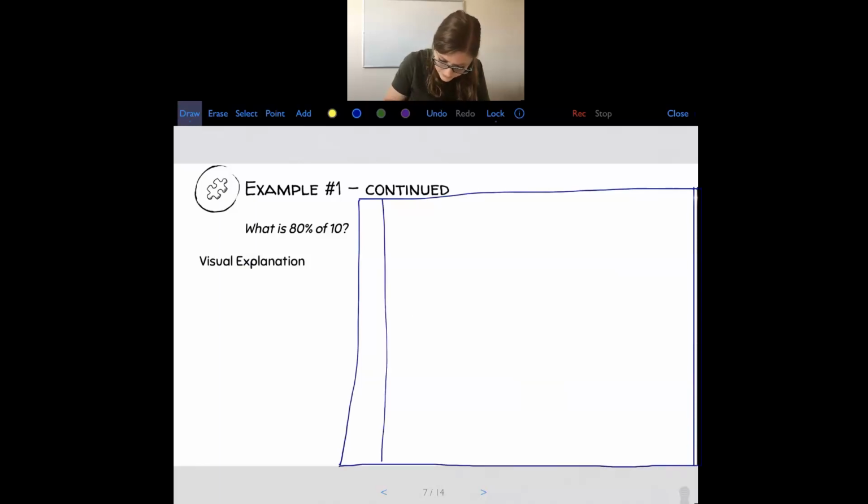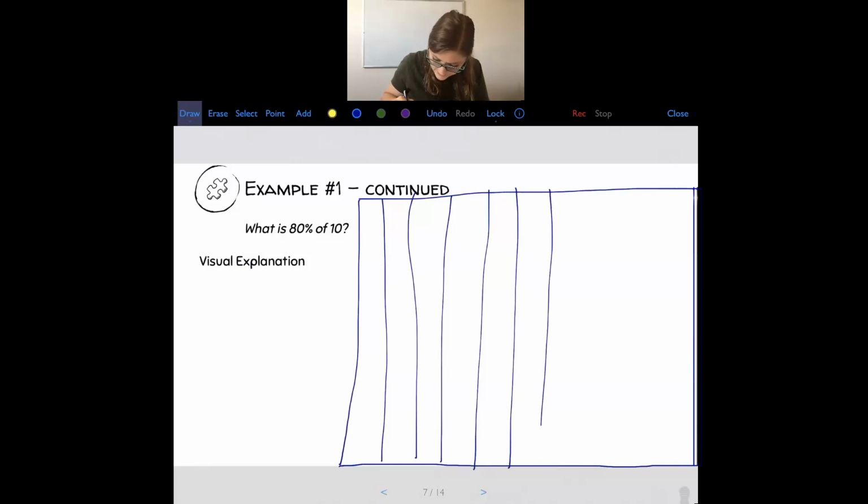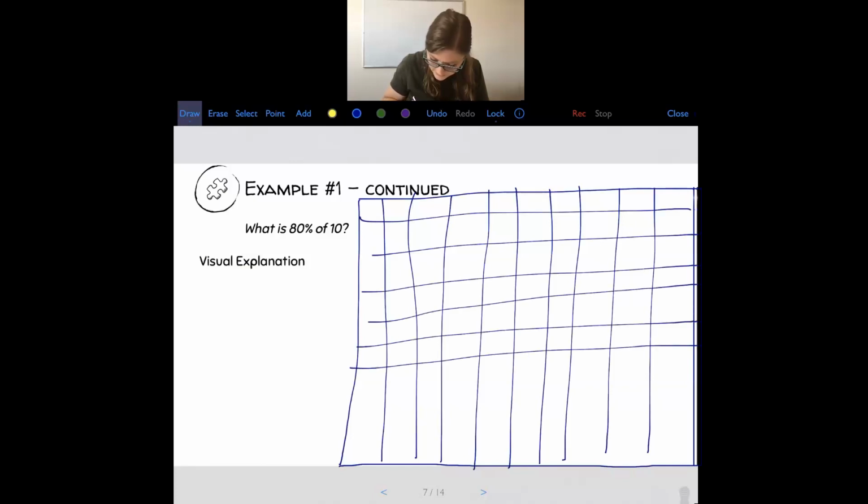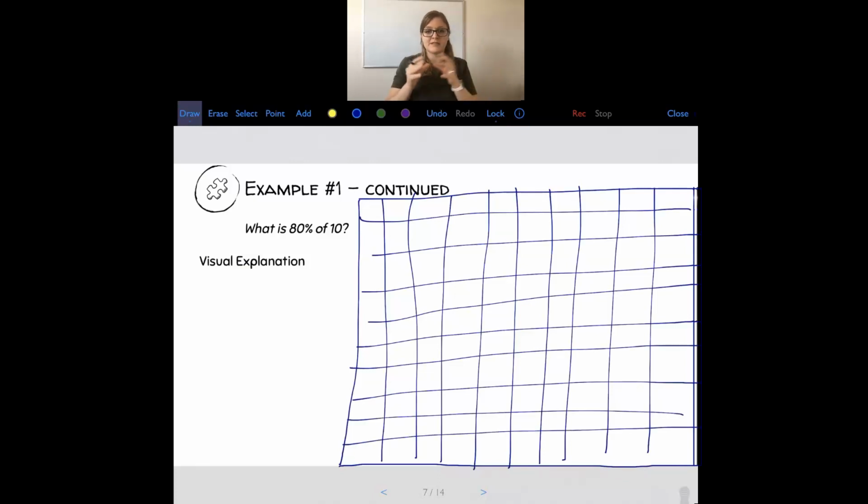So I'm going to go 1, 2, 3, 4, 5, 6, 7, 8, 9. Okay, and again, 4, 5, 6, 7, 8, 9. So I have 100 squares. And to find out what each square represents, we take our whole and divide it by 100, which would give us 0.1. That means each of these squares represents 0.1. Okay, so I'm not going to write this 100 times. Pretend the whole thing just magically fills up with 0.1s.